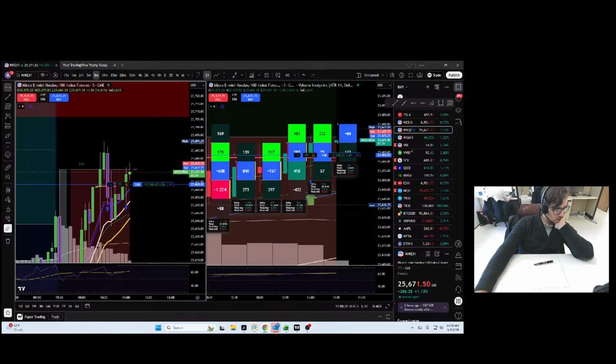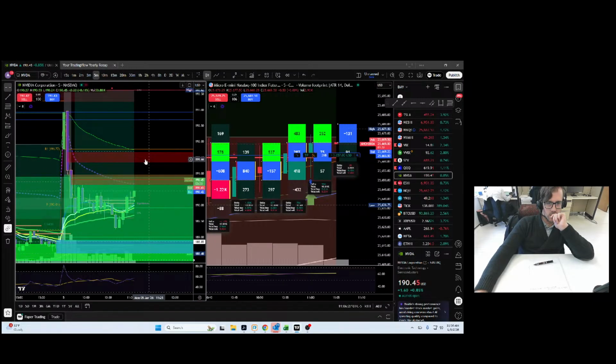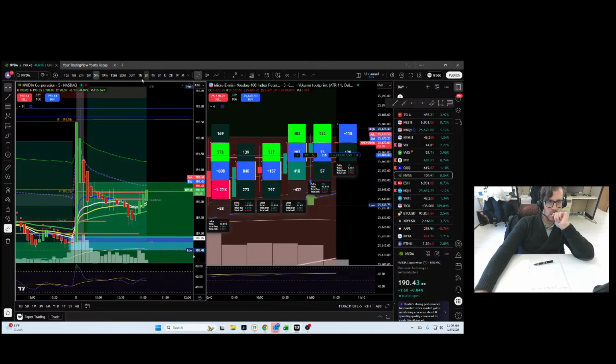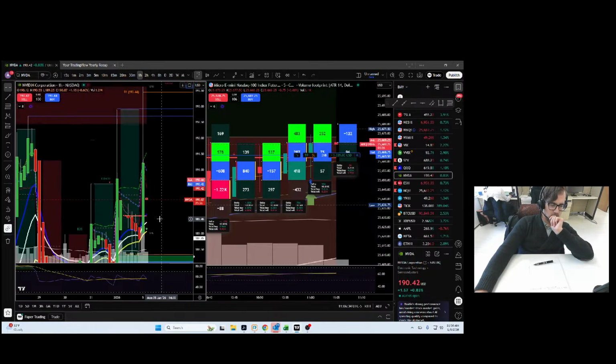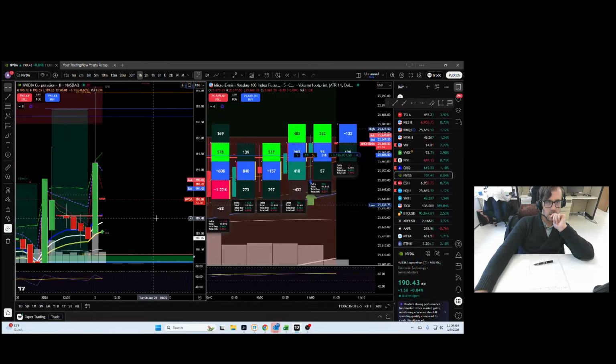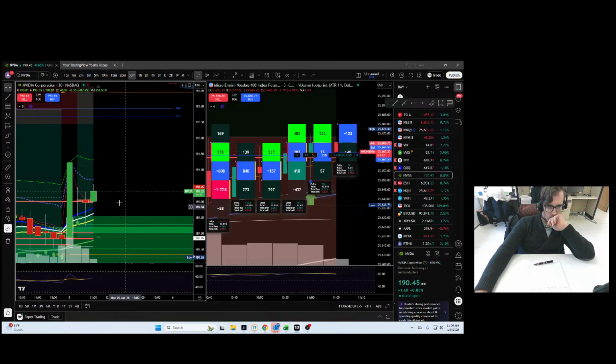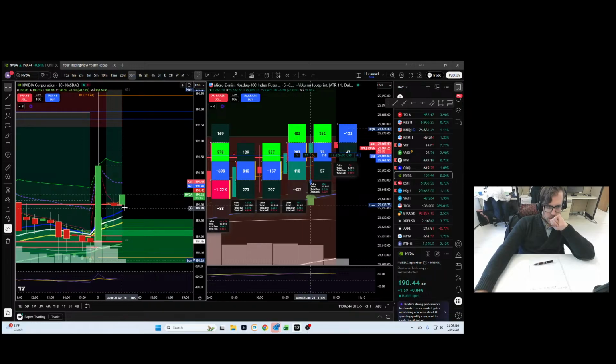Wow, NVIDIA opened up. So NVIDIA, when I look at a Heikin-Ashi on an hour, I mean, I guess the 30 I should look at. Switching. Looks like it's going.